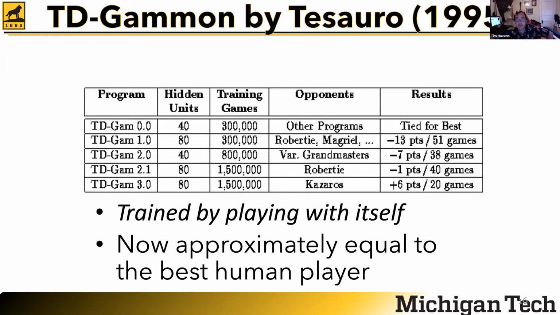However, then they said, well, what if we start to play some really good human backgammon players? You can see here the results were that TD backgammon lost 13 points, whatever that means in backgammon, over 51 games. So the humans were better. That happened in versions 2 and 2.1 as well, where they were playing grandmasters. But finally, in TD backgammon 3, Kazaros, who was the world's best player at that point, lost to TD backgammon. So it basically became as good as the human player.